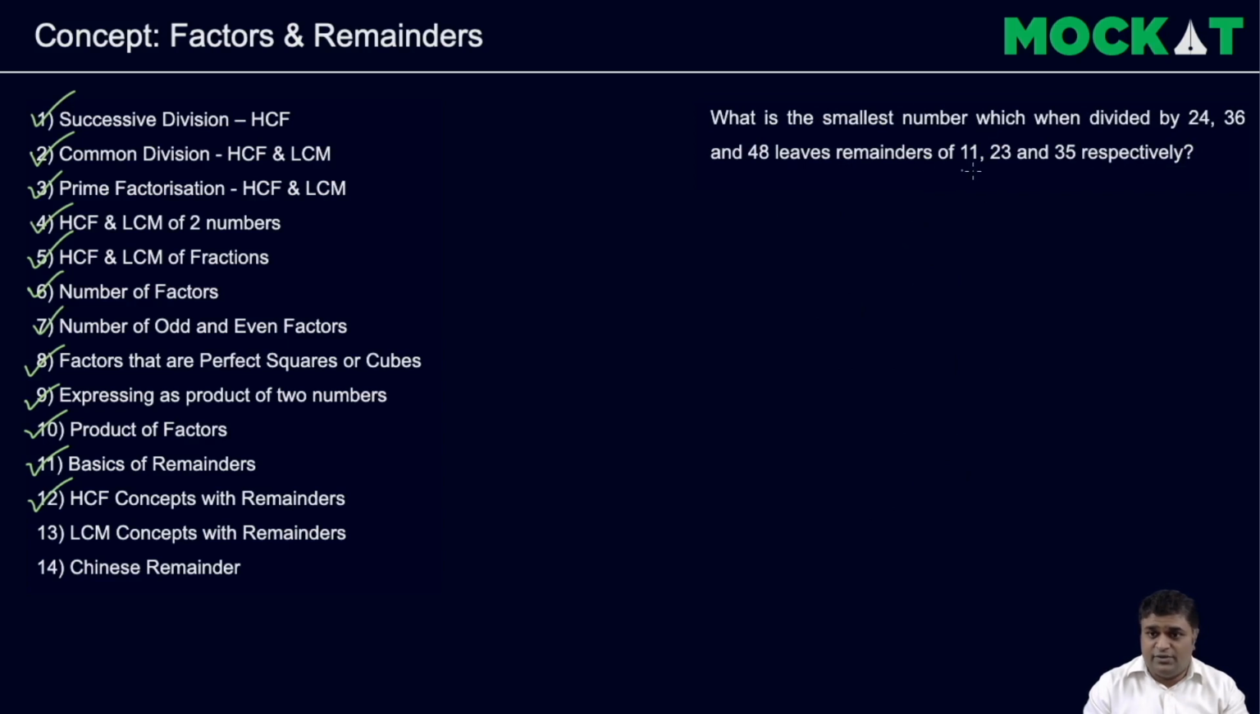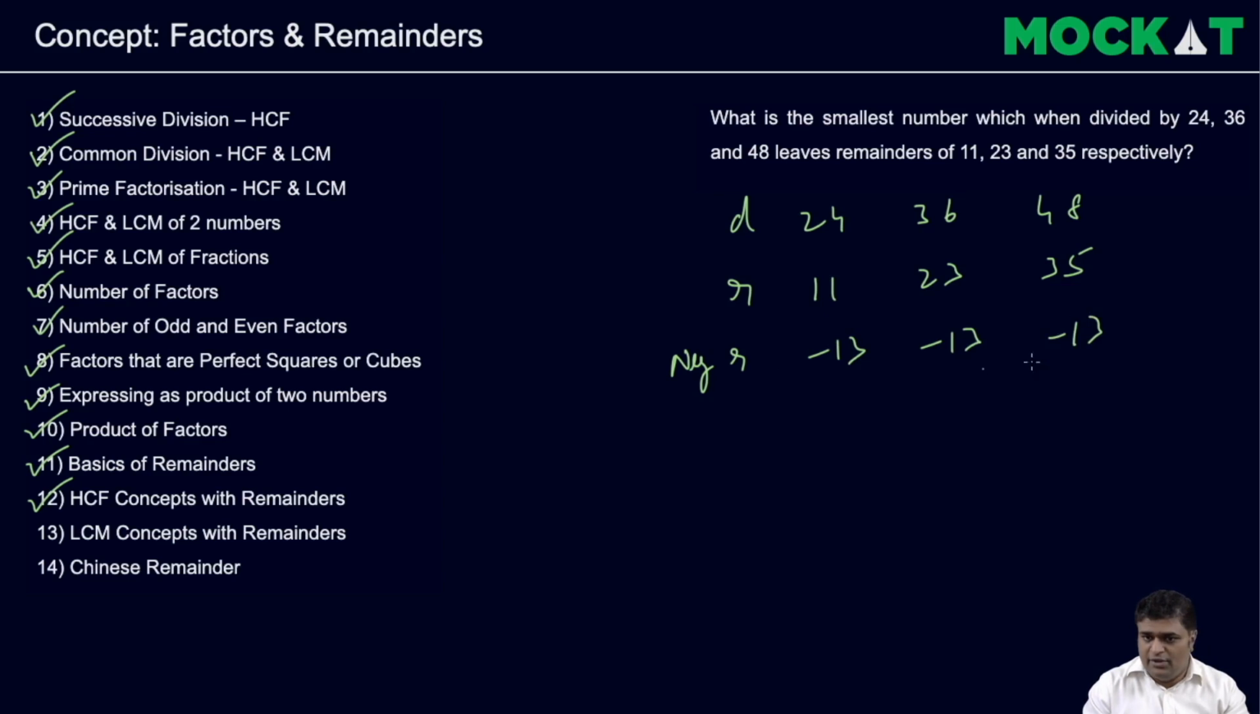Now the second case is where we have the same negative remainders. For that, we first write down the divisors, which are 24, 36 and 48, and then the remainders 11, 23 and 35. Here if you subtract the divisor from this positive remainder, we get a negative remainder, which is 11 minus 24, which is minus 13, 23 minus 36, which is minus 13, and minus 13 again. Once again, we have the same negative remainder in all three cases.